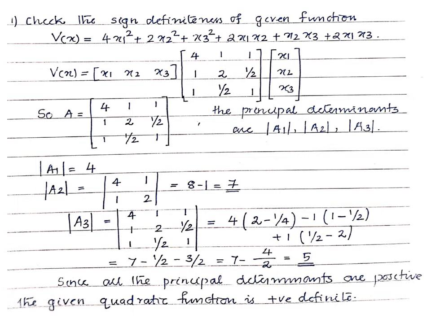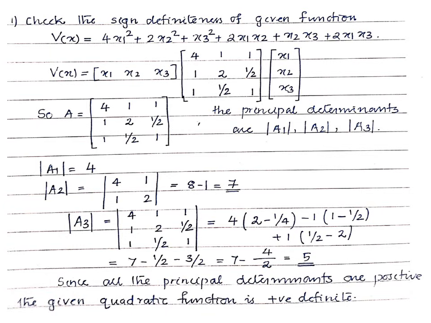Similarly, the coefficient of x2 x3 is 1. So we take half of it, that is 1 by 2, and put 1 by 2 in the 2,3 and 3,2 slots. Also the coefficient of x1 x3 is 2, and half of it is 1. So we put 1 in the 1,3 slot and 1 in the 3,1 slot. Similarly we get the matrix A, and then we have to find the minor matrices of this A.